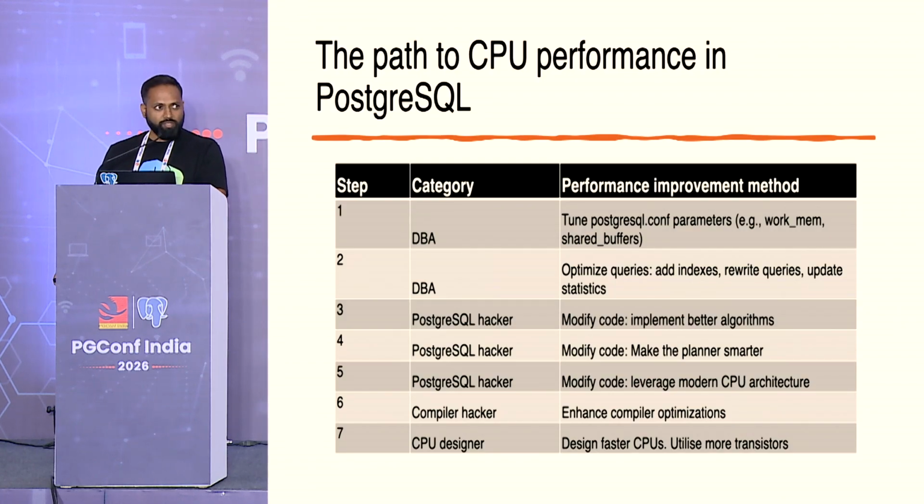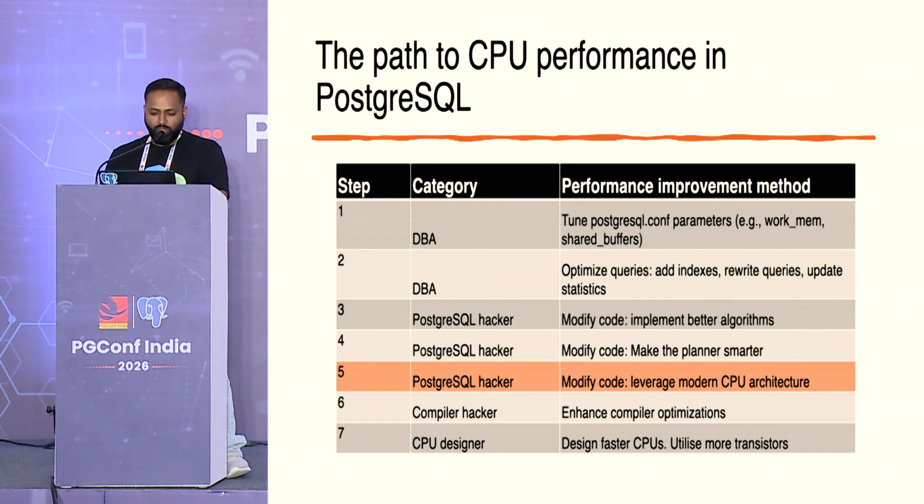The performance analysis in PostgreSQL has multiple layers, starting from configuration and query tuning to executor and CPU level behavior. Today I'm going to focus on one specific area, that is how to leverage modern CPU architecture to improve the performance of PostgreSQL.